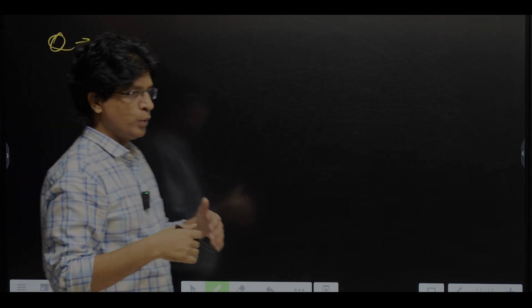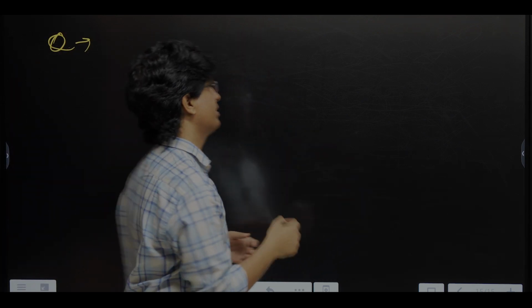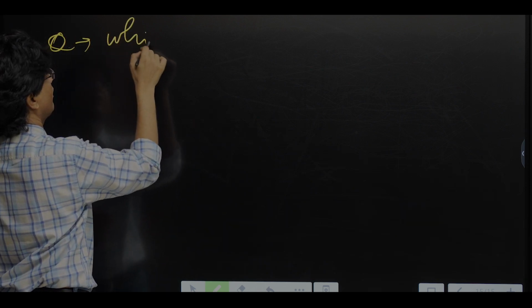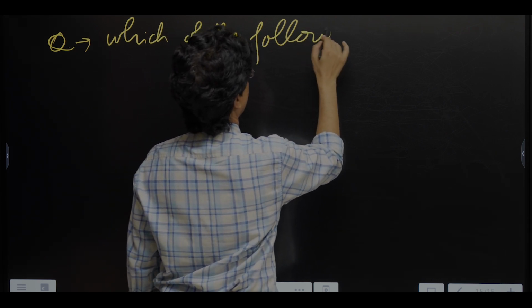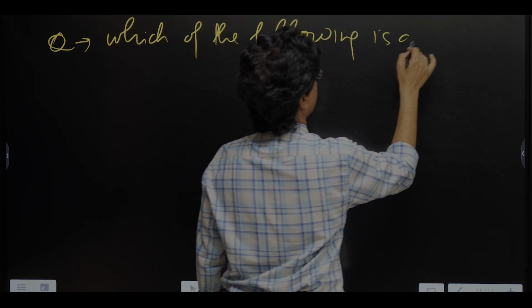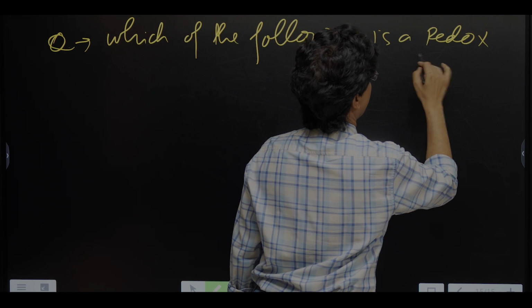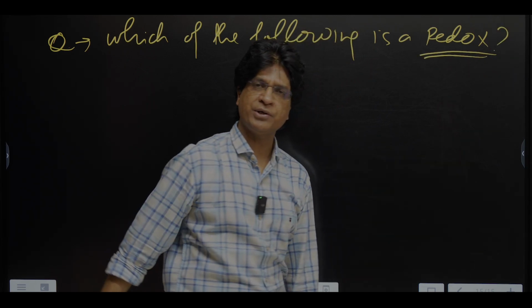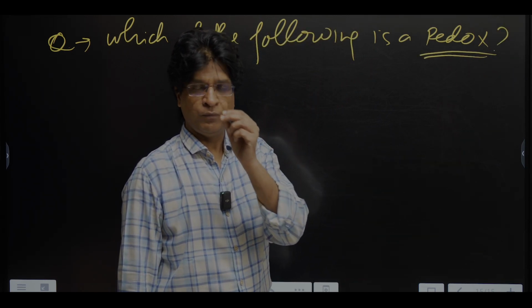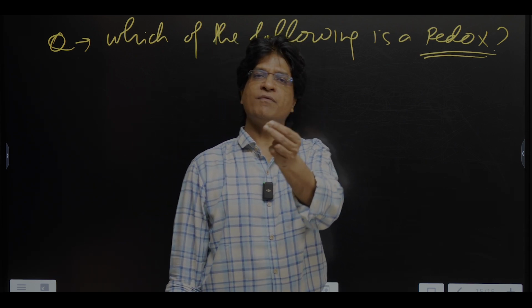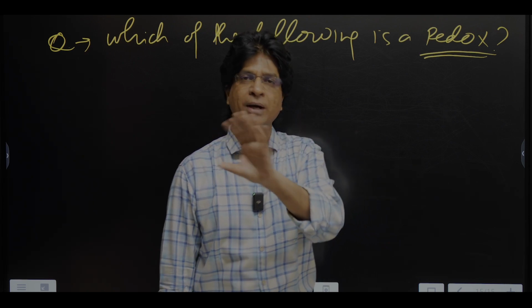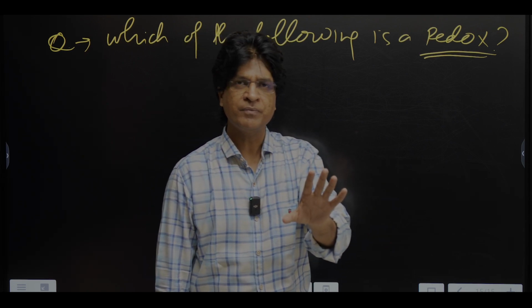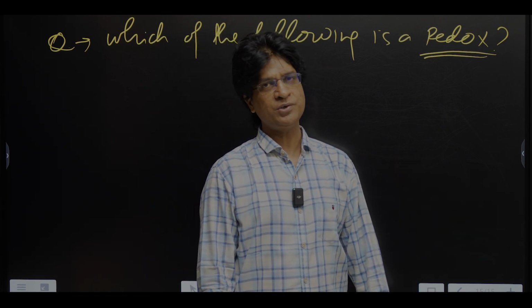Okay, come on. Let's do some more questions, like which of the following is a redox reaction? Now, to exist as a redox reaction, understand that at least one of the elements should change its oxidation state. If no element is going to change its oxidation state, it will not be called a redox reaction.